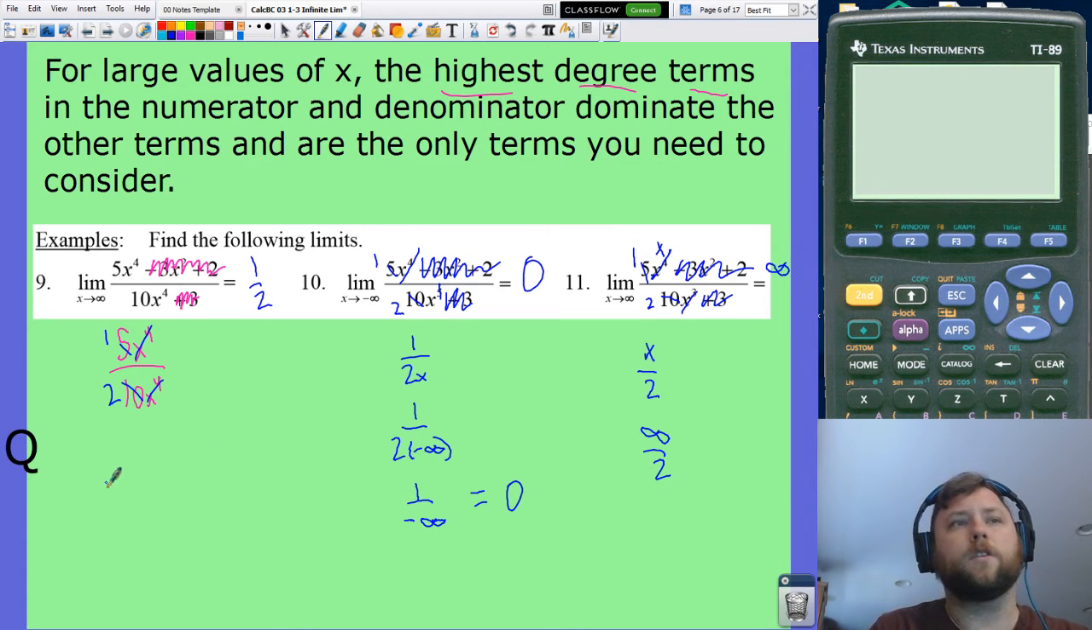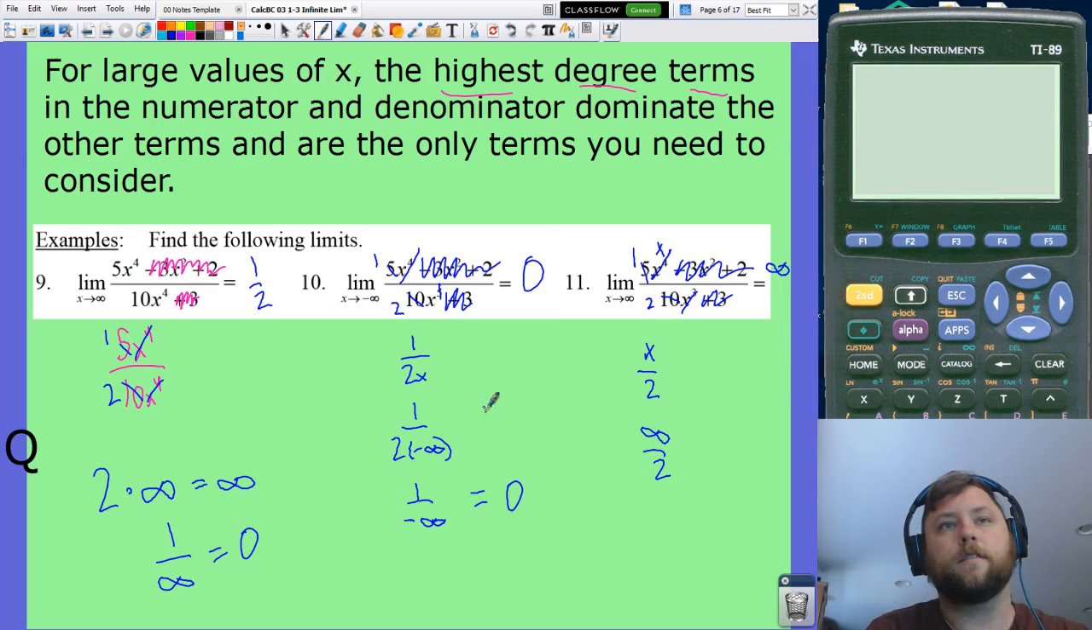Now, other properties of infinity. If you multiply, like 2 times infinity, it's just infinity. If you divide by infinity, or if you add to infinity, it's still infinity. The other weird case, 1 divided by infinity goes to 0. If you know those, that's kind of the key to all this. And just watching your negative signs too.